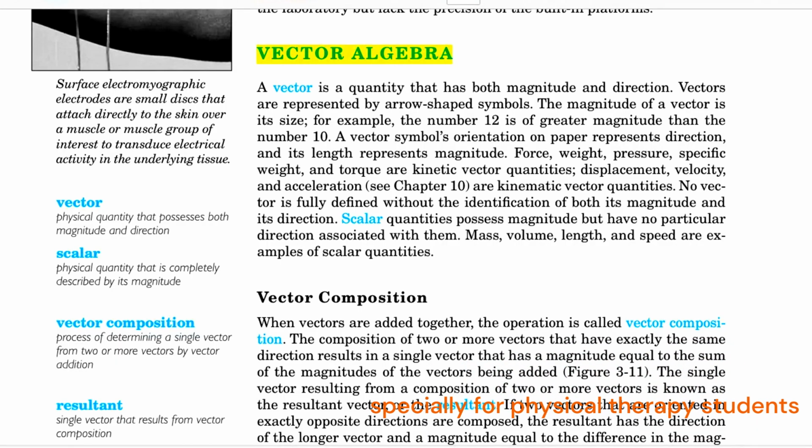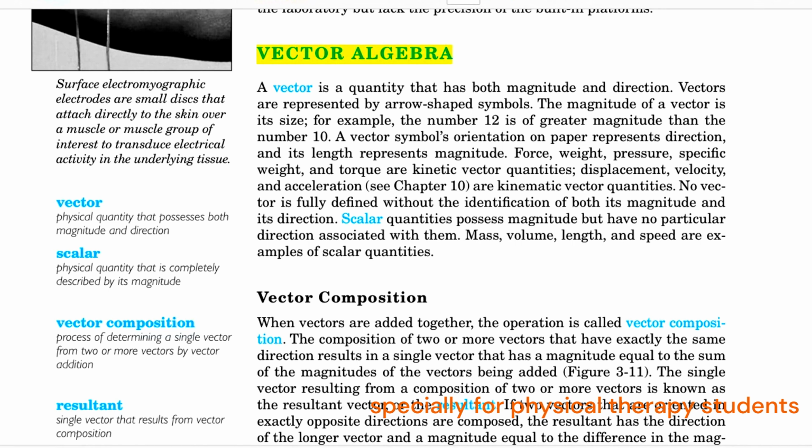Hello everyone, I'm back with another lecture, and today we are going to discuss a topic that is very simple and also complicated at the same time: vector algebra. Vector and scalar are the two quantities that we have discussed in previous years in our life. They are the major concepts you have to build up to understand the different directions of forces, weight, pressure, torque, etc.